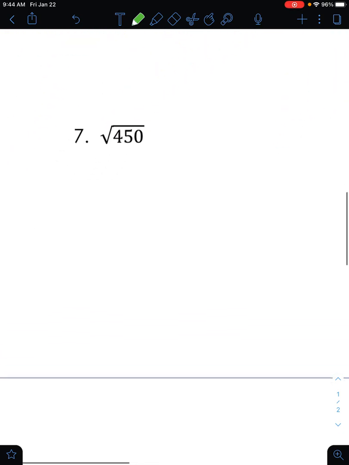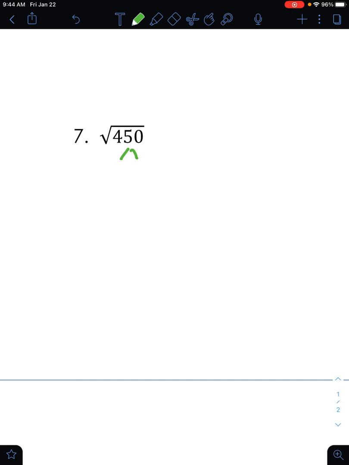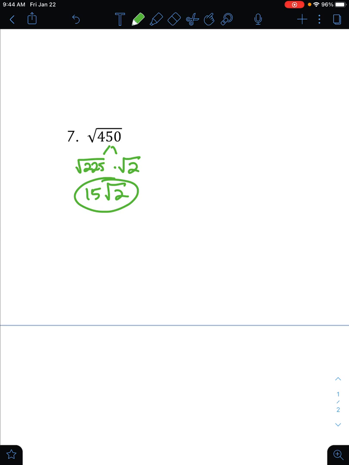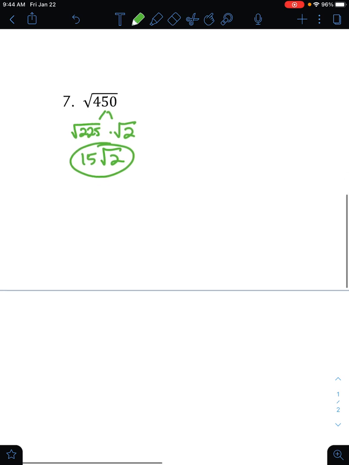Okay, let me just finish these last two. Perfect square method. If I divide this by 2, I get 225. Now, I know 225 is a perfect square. You may not recognize that, though. So that is the disadvantage to the perfect square method, is if you don't know your perfect squares, then you're not going to recognize it right away. So this would be 15 square root of 2. So if you do the factor tree method, you should still get that same answer.